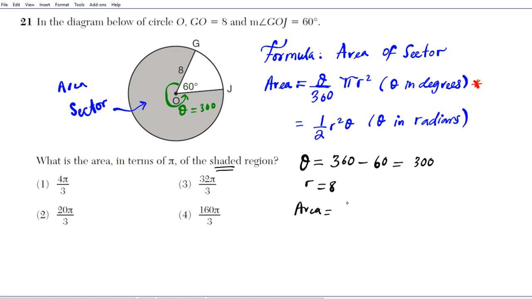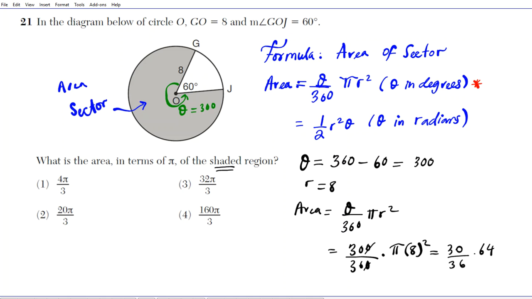is 300. So let's rewrite the formula again so we don't get it confused. Theta over 360 times pi r squared. So we already calculated theta to be 300, over 360 times pi times the radius squared. Now if you divide by 10, between 300 and 360, you have 30 over 36 times 8 squared is 64 pi.